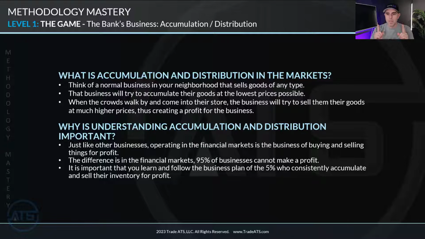The difference in the financial markets is that 95% of businesses or traders cannot make a profit. That's the failure rate. So out of 100% of traders coming in, bringing their own personal business and trying to accumulate their own inventory, 95% of them are going out of business. By the end of this course, you're going to know exactly why 95% don't make money in this business. But for right now, what I want you to take away from this is that it is absolutely important that you learn and follow the business plan of the 5% who consistently accumulate and then sell their inventory for profit.